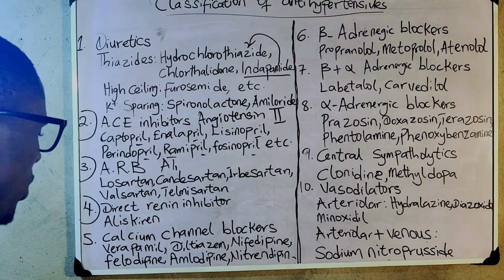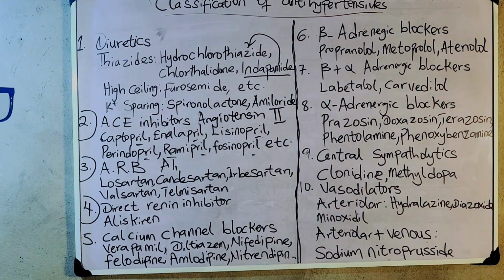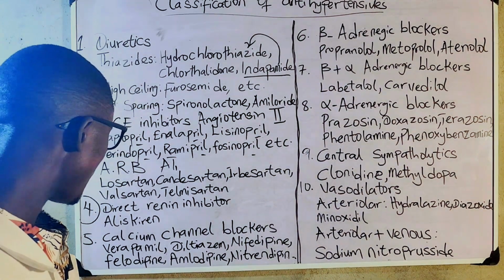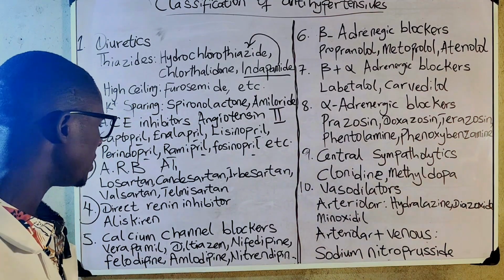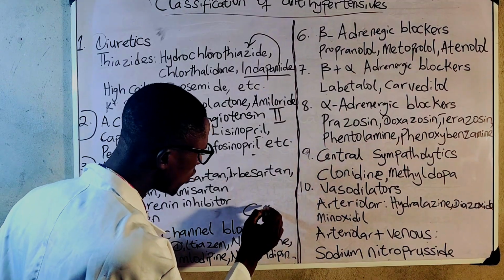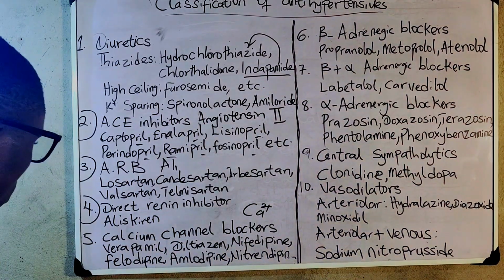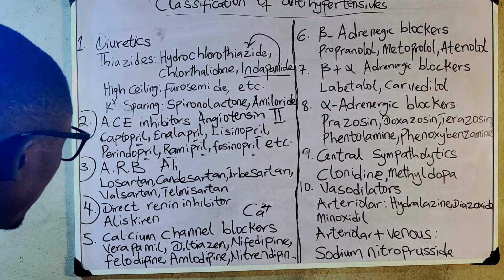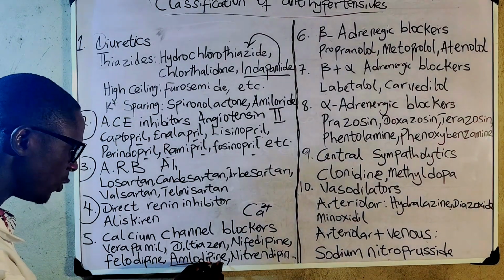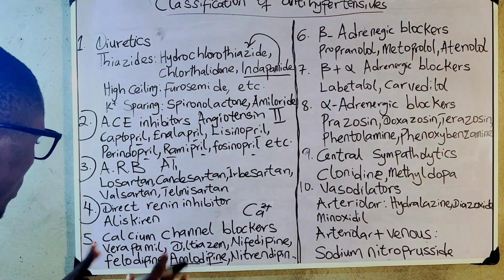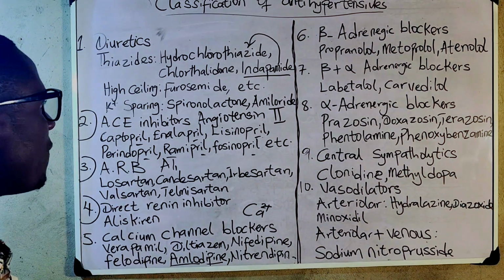Then the fifth one is the calcium channel blockers. The calcium channel blockers, for me, are supposed to even be number one because they are widely used, easy to adapt, and very common in most African nations. It works by inhibiting calcium. Calcium used to cause vasoconstriction, so what it does is block calcium in most of the vessels, and that will cause vasodilation. A typical example is amlodipine. Amlodipine is widely used and very common. It's very, very effective.